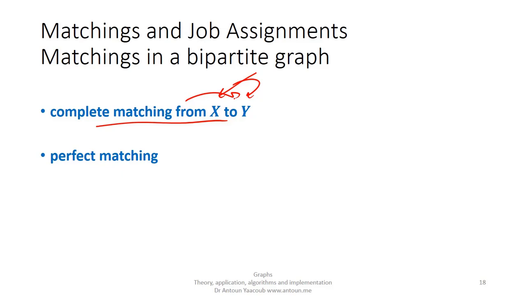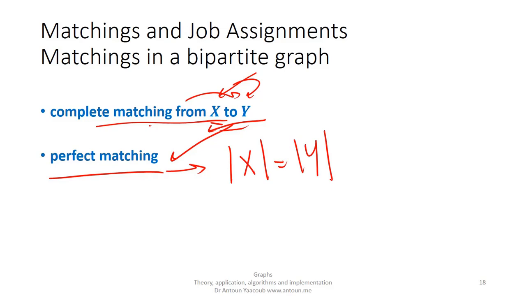If I want a complete matching from Y to X, it means I should match every vertex from set Y to a vertex in the set X. In the case I have both matchings, I will call it a perfect matching. So if I can find a complete matching from X to Y and from Y to X, I will call it a perfect matching. In this particular case, obviously, the number of vertices in X should be equal to the number of vertices in Y. In other words, the graph is equitable.